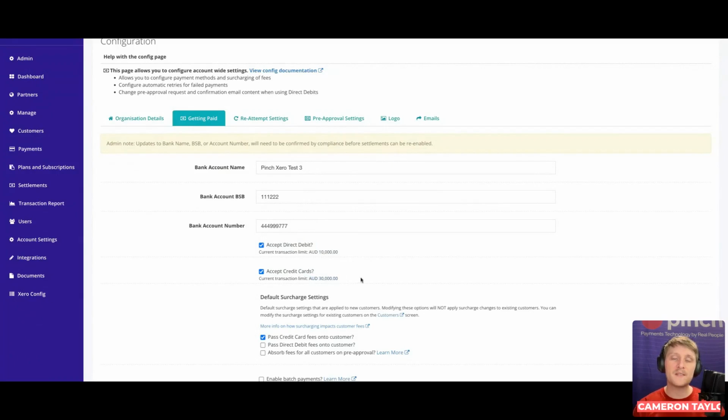The reason for this is based on risk profiling. Direct debits here in Australia present quite a heavy risk to a business, and I'll cover that in a little minute when we talk about disputes and chargebacks.